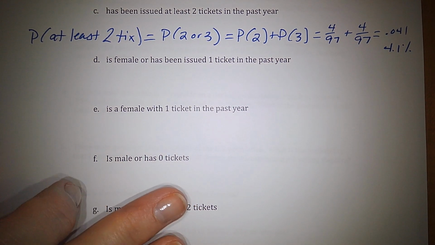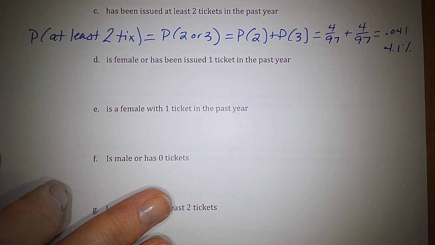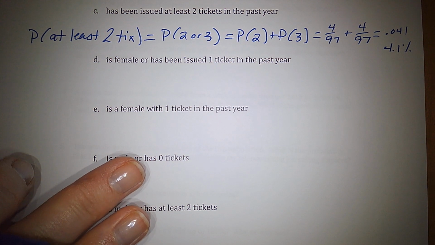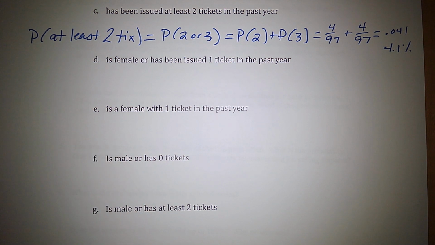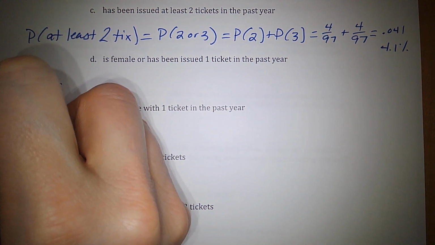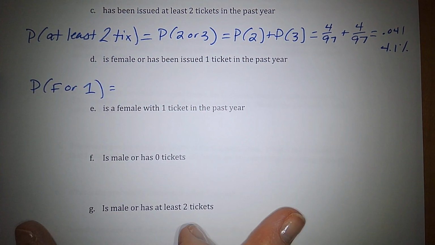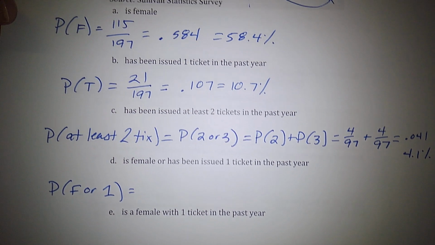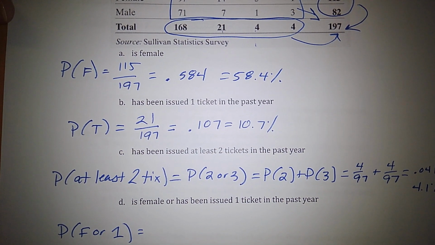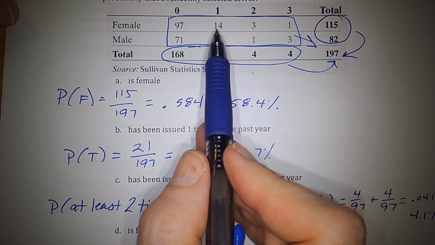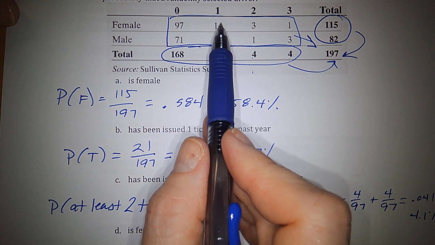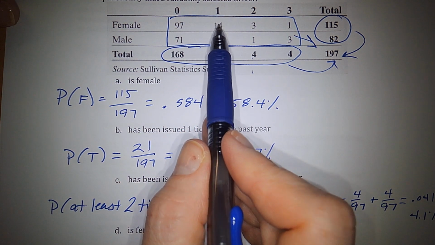What is the probability that someone is female or has been issued one ticket in the past year? So I want to find the probability of being female or one ticket. Well, these are not mutually exclusive because you can see in the table here that there are people that are female and received one ticket at the same time. There are 14 of them.